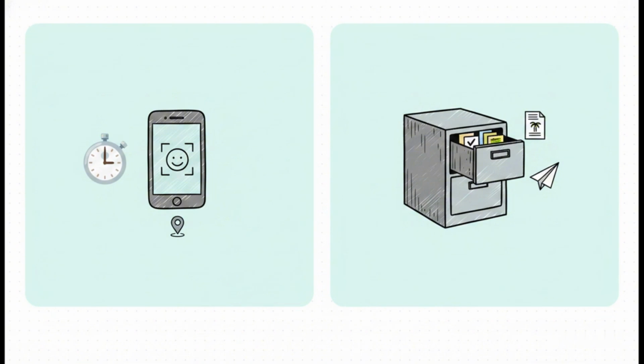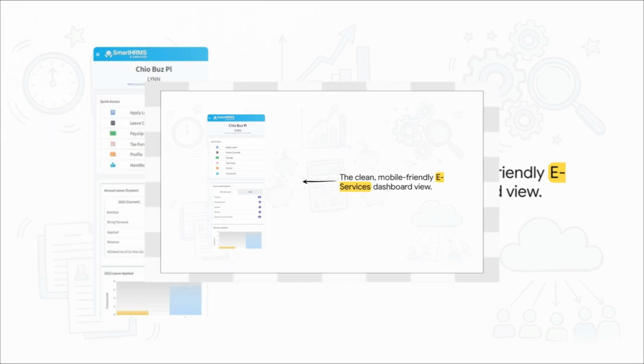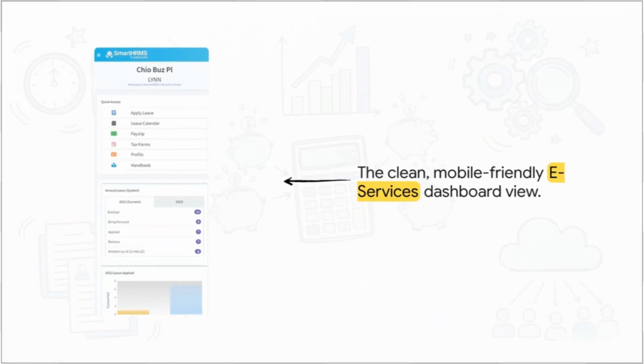But for everything else, general self-service tasks like applying for leave, viewing claims, accessing performance appraisals, or downloading tax forms, employees use the SmartHRMS e-services portal. Think of this portal as their personal HR filing cabinet. Let's take a slow, measured look at the actual e-services interface here.